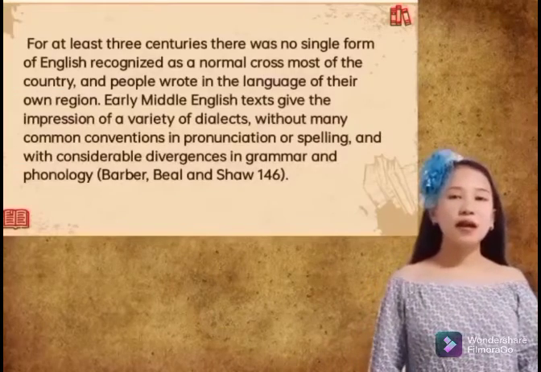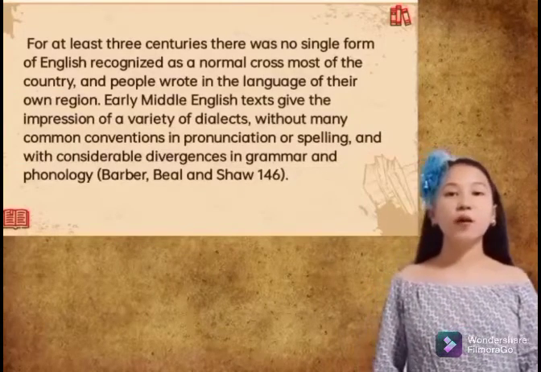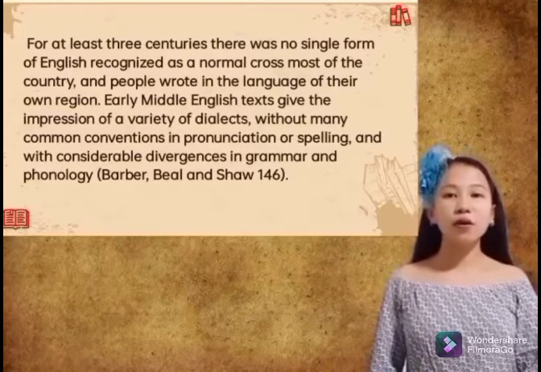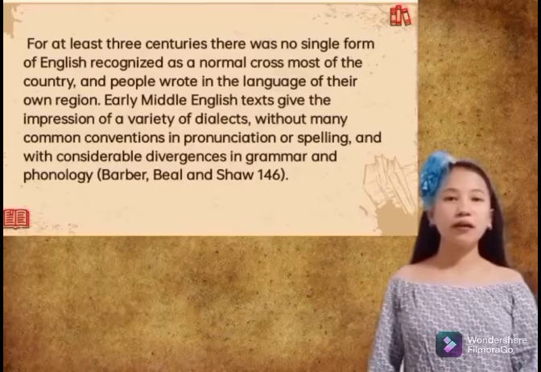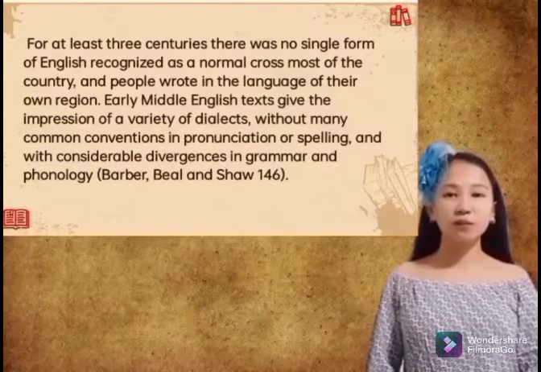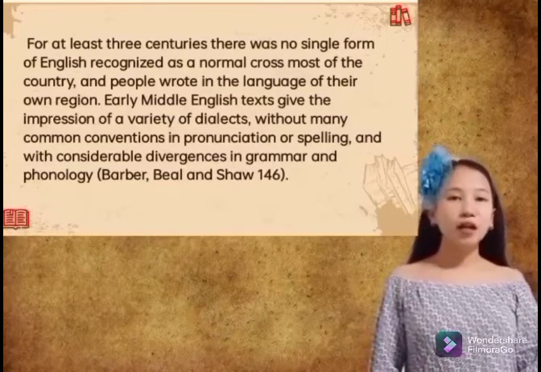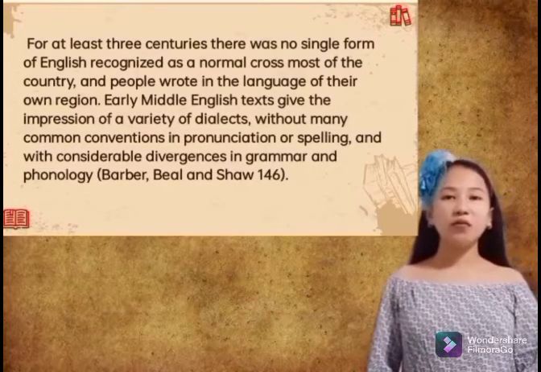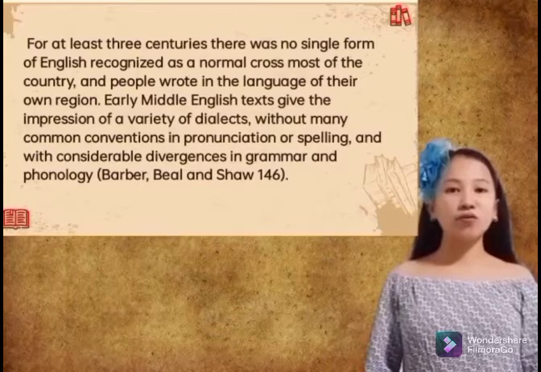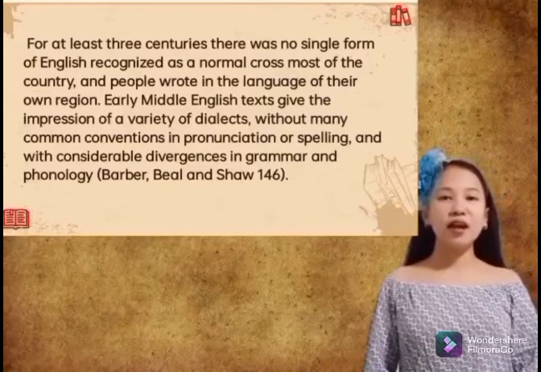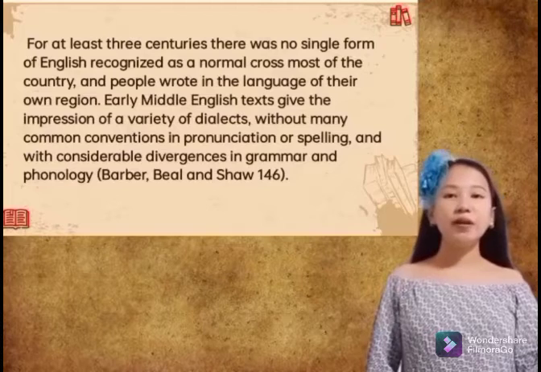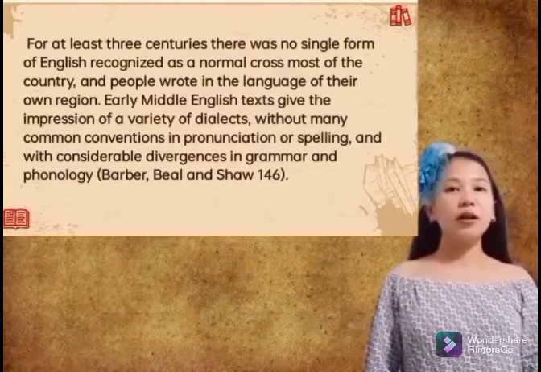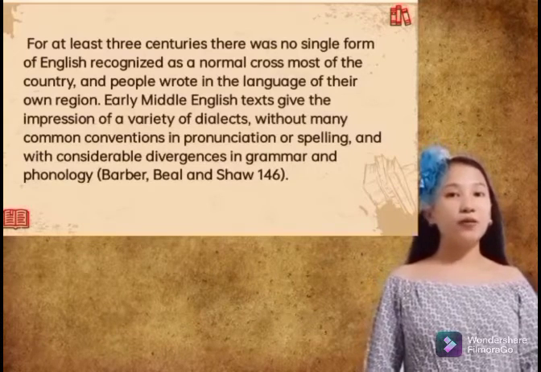For at least three centuries, there was no single form of English recognized as a norm across most of the country, and people wrote in the language of their own region. Early Middle English texts give the impression of a variety of dialects without any common conventions in pronunciation or spelling, and with considerable divergences in grammar and phonology.